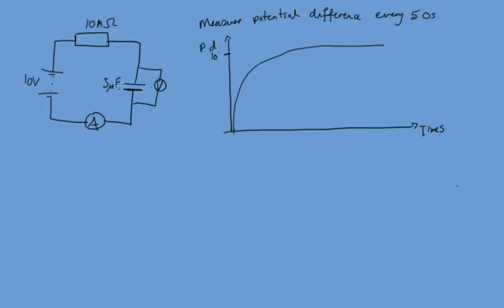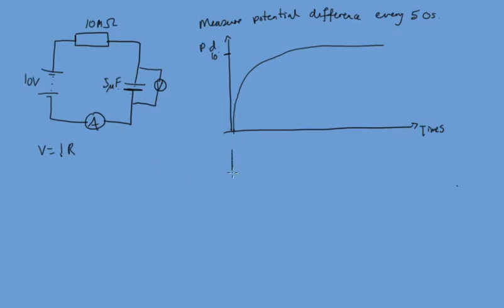Now what we can tell from this is that the potential difference across the capacitor is going to increase as time increases in the circuit. The potential difference across the resistor is going to decrease, because we know V equals IR, and the current is the same at all points of the circuit. What we're also going to see is that as the potential difference over the capacitor increases, once it hits 10 volts, the current is going to stop flowing in the circuit.